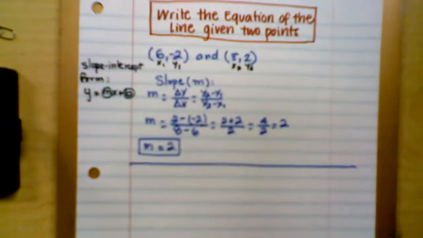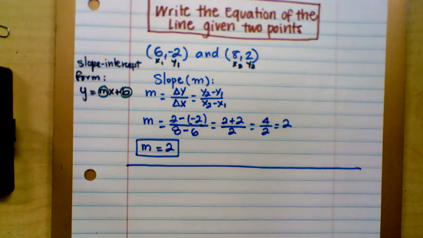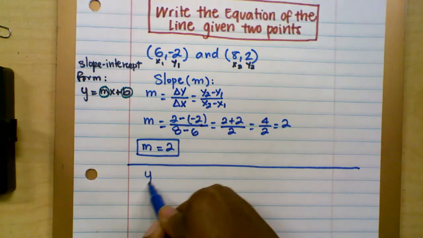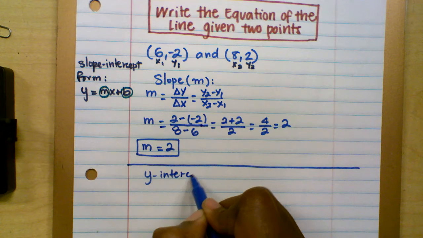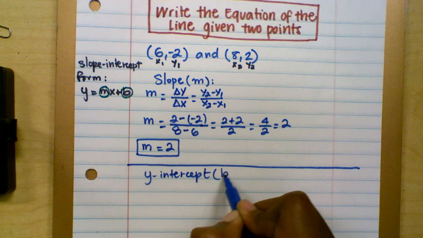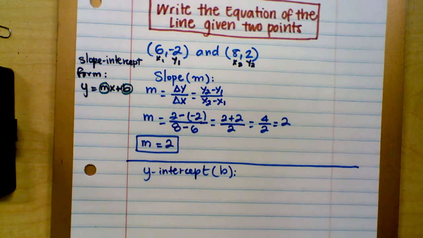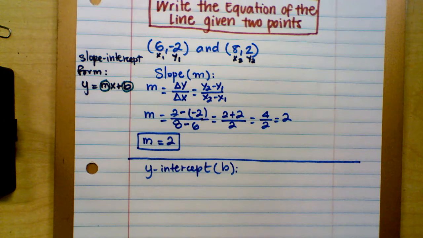Okay, next you're going to find the y-intercept. Let's find the y-intercept, which is b. So how do we find b, the y-intercept? I'm going to show you how. To find the y-intercept, the first step is to pick an ordered pair. Which ordered pair would you like to use here?